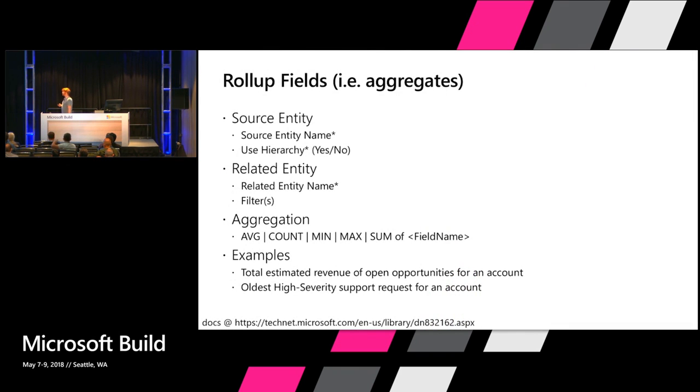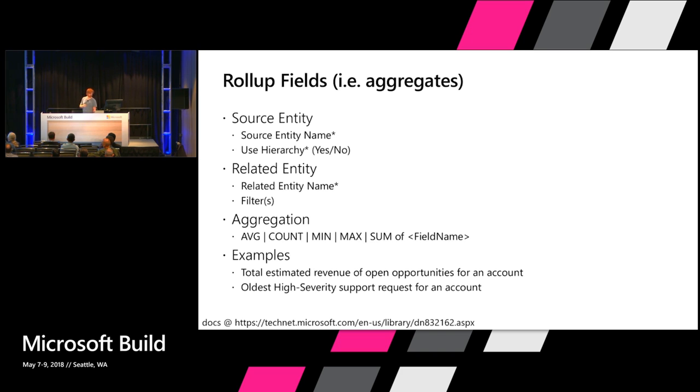Once you have relationships in place, this enables something called roll-up fields. These are aggregates based on joined data. For any roll-up field, there are a couple of key items. The first is a source entity. You'll define a source entity name, and then define whether or not you want us to use the hierarchy of that entity in the roll-up. The next item is the related entity, and there you'll have a related entity name as well as a filter. You can then specify what type of aggregation you would like to perform, whether that would be an average, a count, a max, a min, or a sum of that given field name.